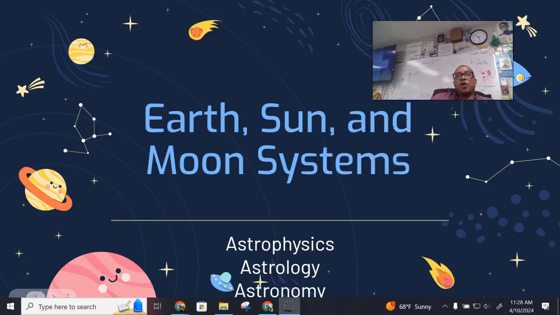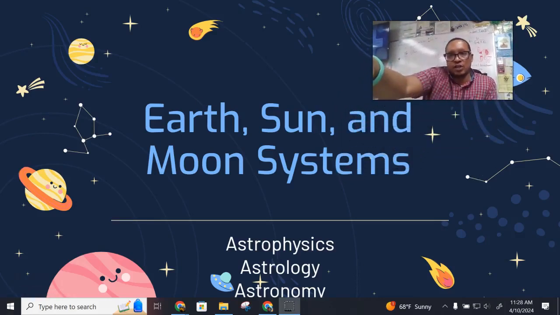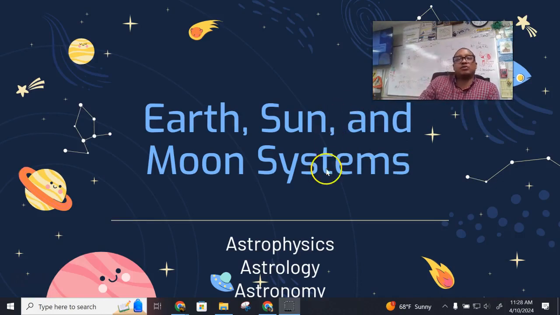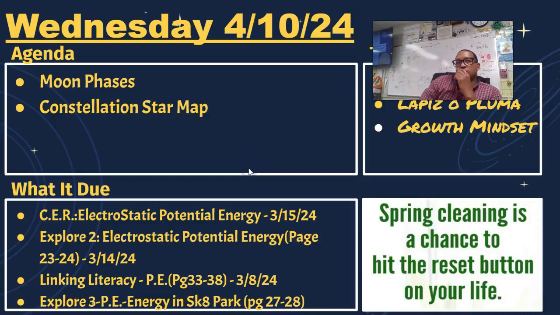What's up? Earth, moon, and sun systems. That's what we're talking about. So obviously there's the whole solar system, but we're only going to be talking about the Earth, the moon, and the sun. So we're only talking about those three parts of the solar system.